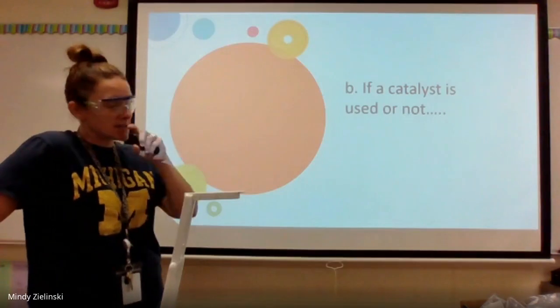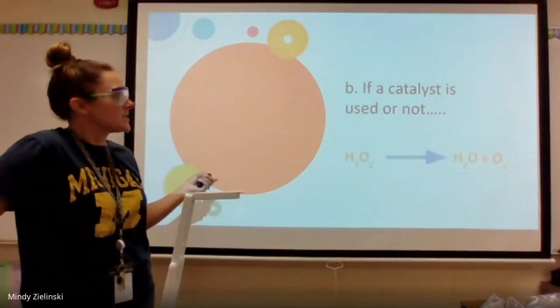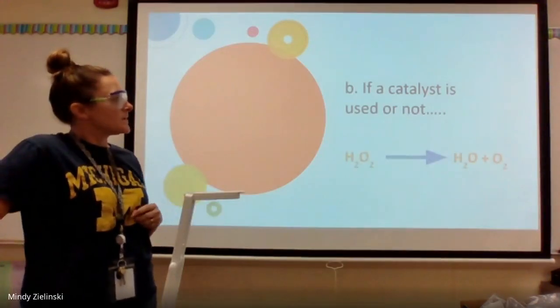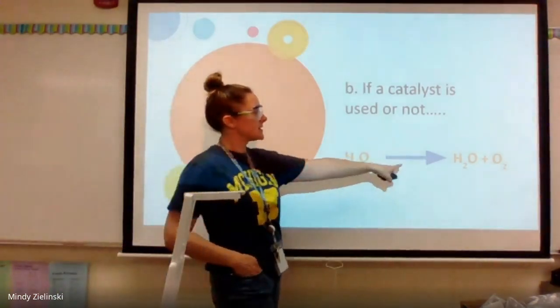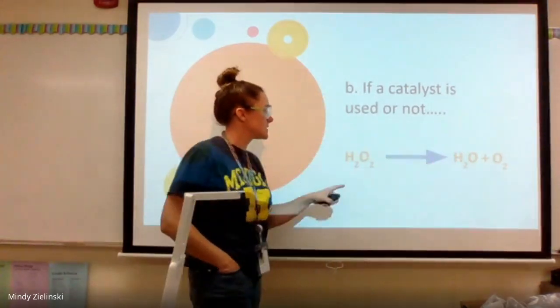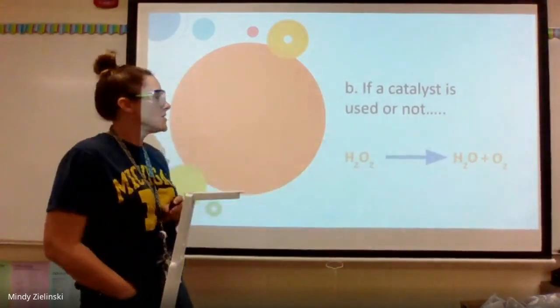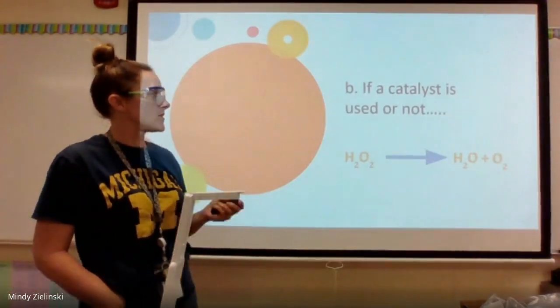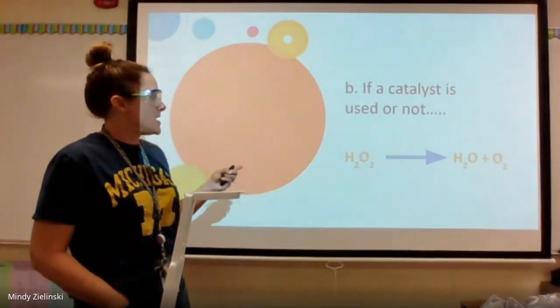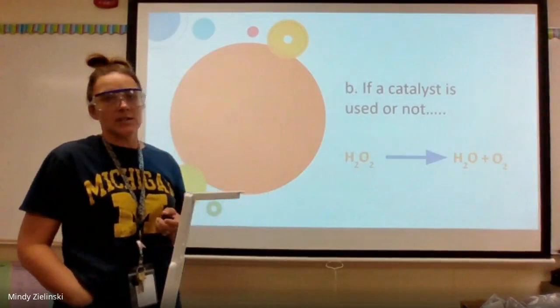So if a catalyst is used, and let's just look at this. This is just a normal reaction, normal equation. Here I've got my reactants. On the right side of my yield sign, I have my products. This happens to be the equation for hydrogen peroxide. So hydrogen peroxide decomposes into water and oxygen, and this would just be written like a normal equation.